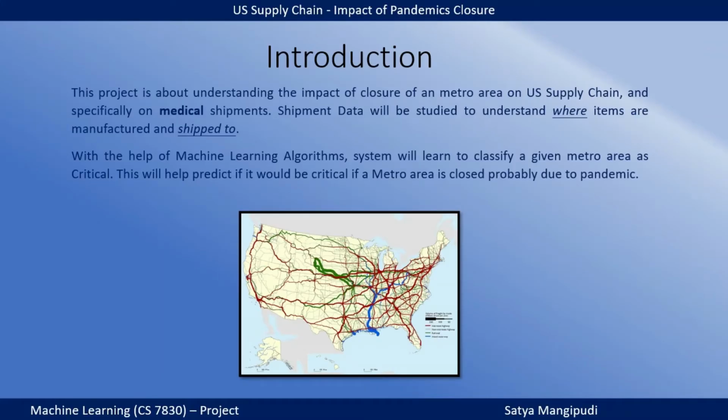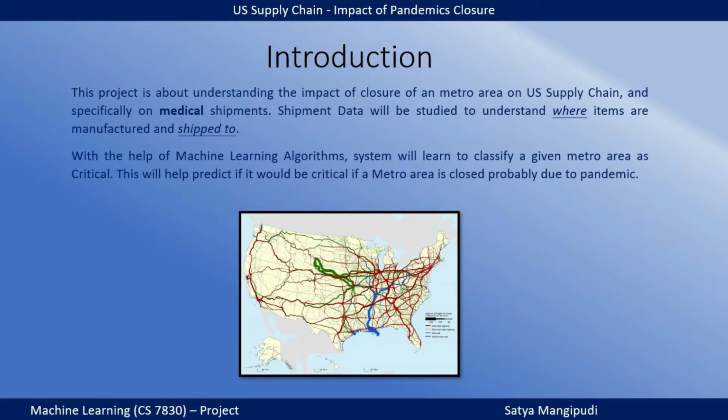The area of the project is supply chain, specific to the US. We know that an item produced at a location reaches either one location or multiple locations. These items reach their destinations through different modes of transportation: road, rail, air, or water. There are multiple varieties of goods that are shipped.